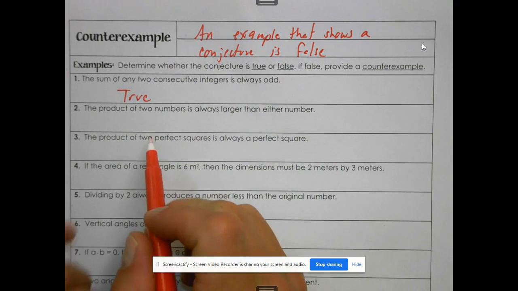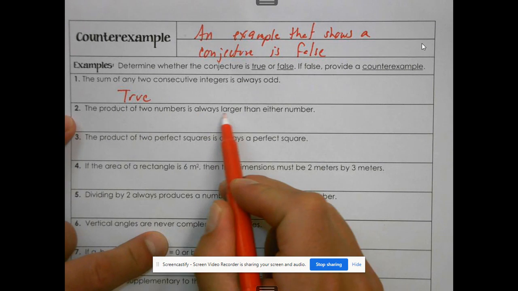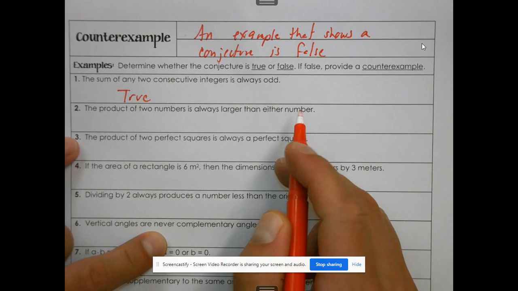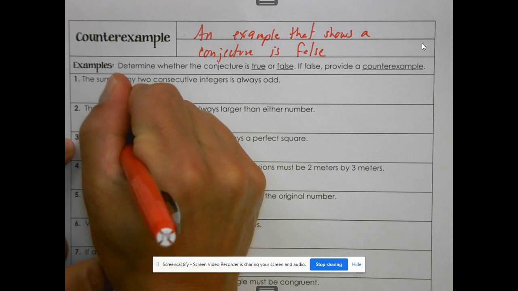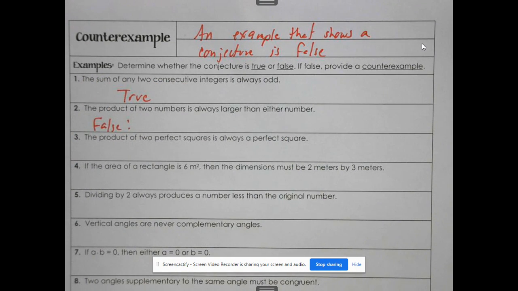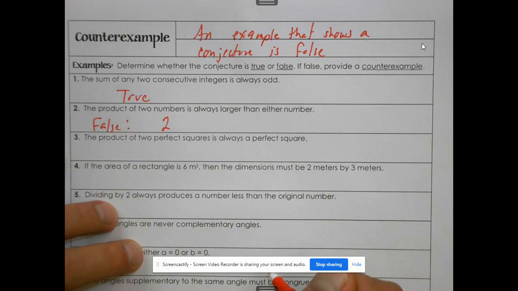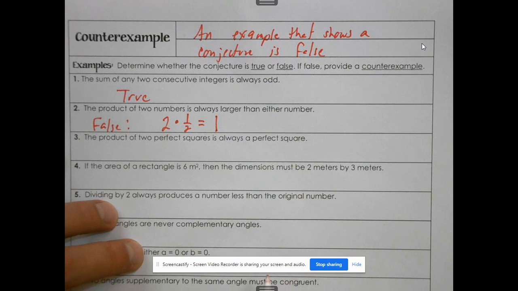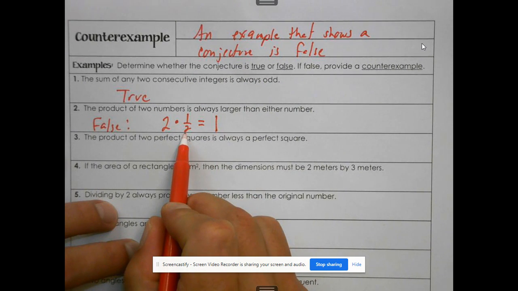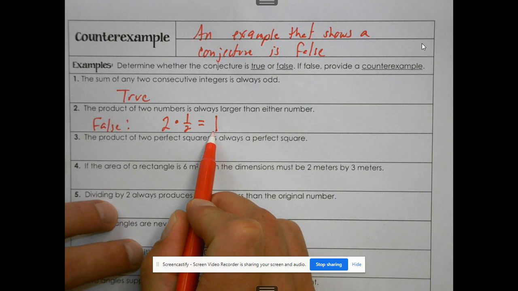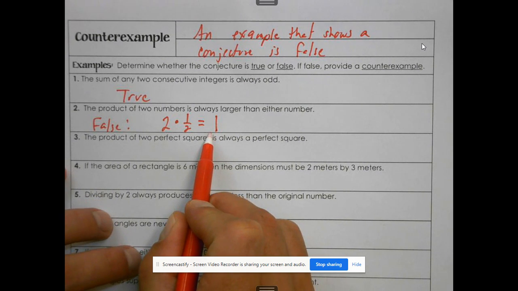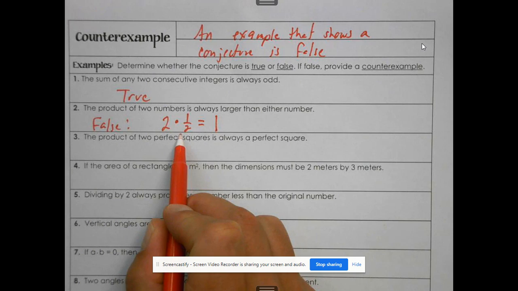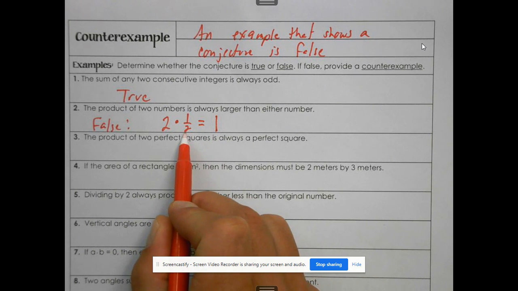Number 2, the product of two numbers is always larger than either number. Well, false. Here's why. I can take any two numbers and it has to be larger than either number. Well, that's not true because check this out. If I take number 2, I times that by a half, that comes out to be 1. But check this out. This number right here is not larger than the answer. So that's why it is false. The product of two numbers is always larger than either number. False, because the answer is greater than this number right here.